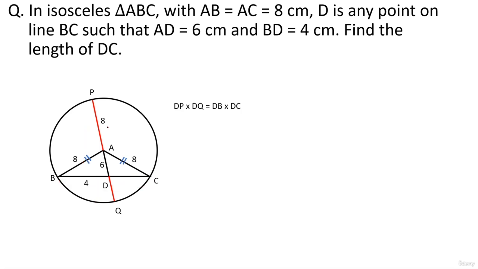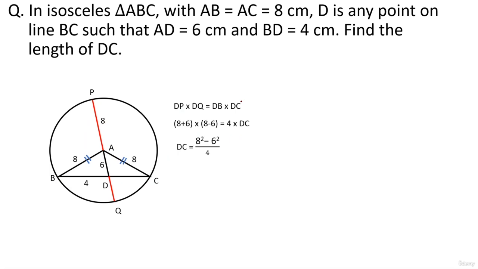Now, guys, observe carefully. This DP is nothing but 6 units of DA and 8 units of AP, so DP will be 8 plus 6, right? In the same way, if we have to find the length of DQ, what is it actually? From the whole AQ, which is again a radius, you are removing AD. So from 8 you are removing 6. So the left hand side is sorted now. It's nothing but 8 plus 6 into 8 minus 6. The right hand side is given to you, DB as 4 units.